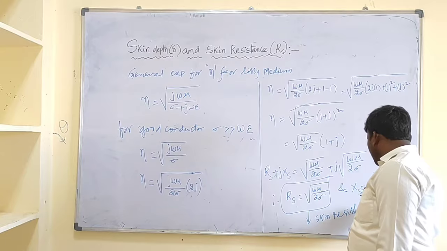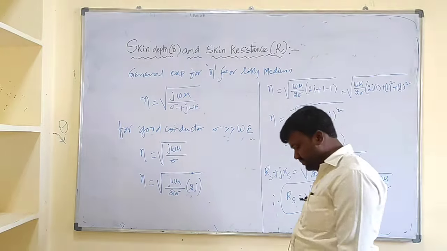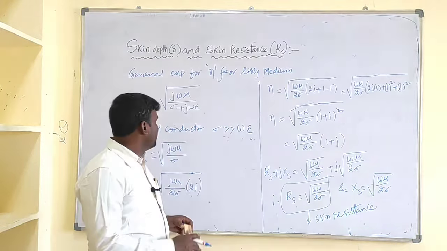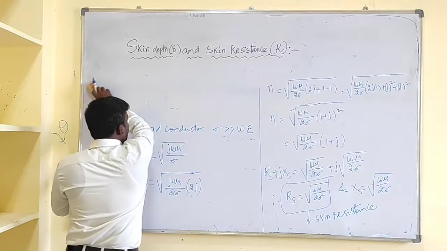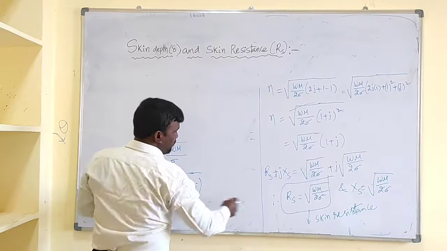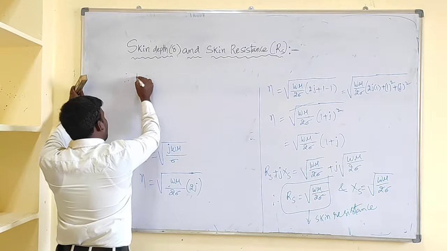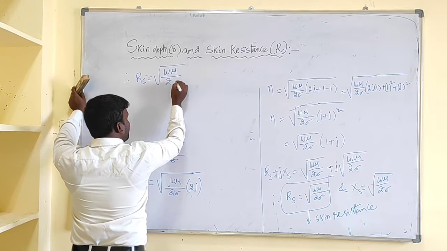Now we can derive the relationship between the skin resistance and our skin depth. What is skin depth? Skin depth is the reciprocal of alpha, that is delta equal to 1 by alpha. Now we will write this for Rs. Therefore Rs can be written as the square root of omega mu by 2 sigma.